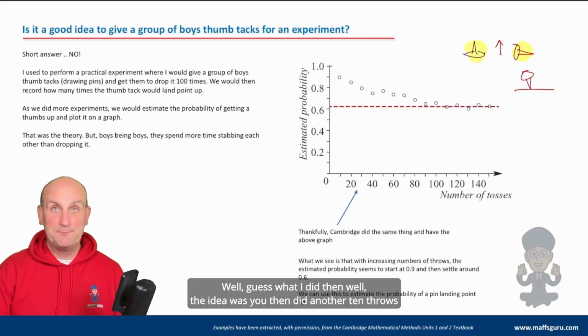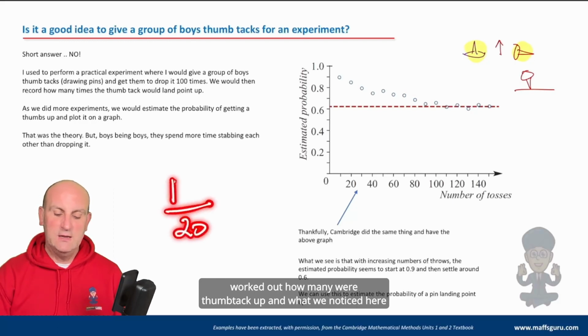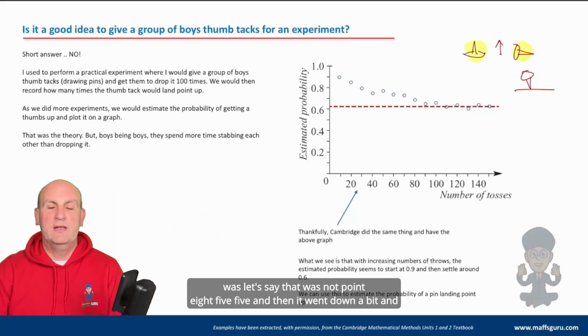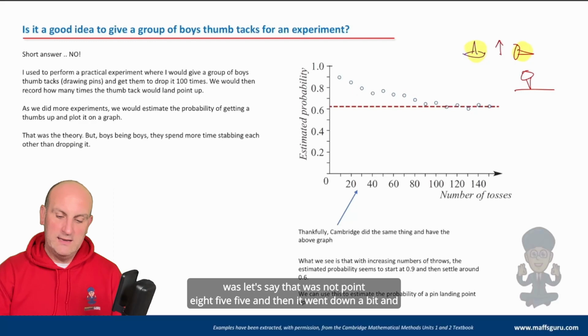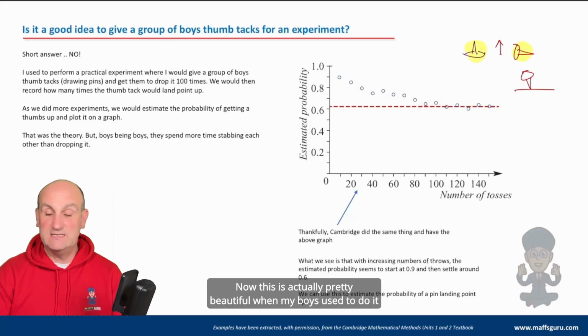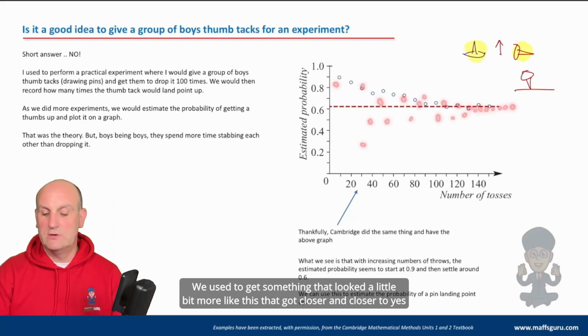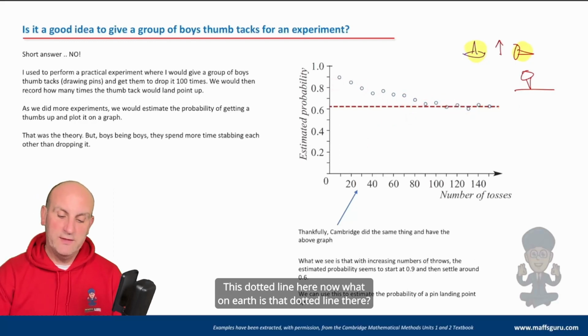Well, guess what I did then? The idea was you then did another 10 throws. So now you had a total number of trials of 20, and you worked out how many were thumbtack up. And what we noticed here was, let's say that was 0.855, and then it went down a bit. And every 10 trials, we just counted the thumbs up. Now, this is actually pretty beautiful. When my boys used to do it, we used to get something that looked a little bit more like this, that got closer and closer to, yes, this dotted line here.